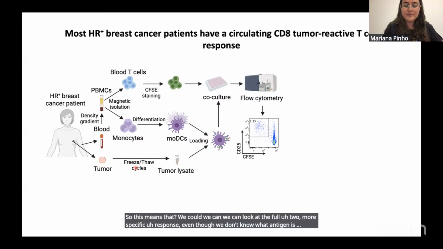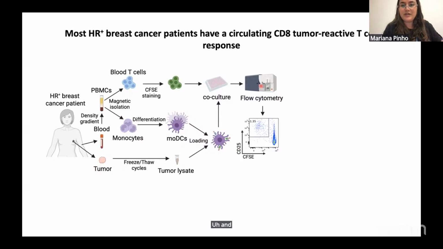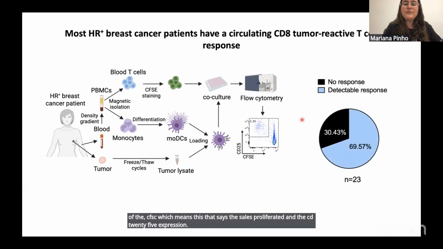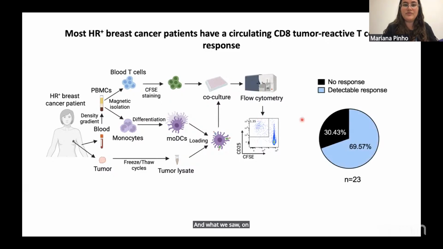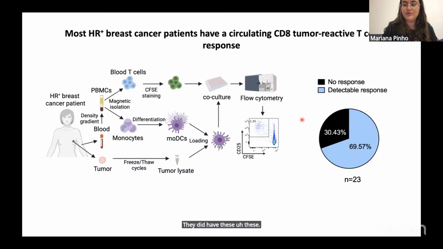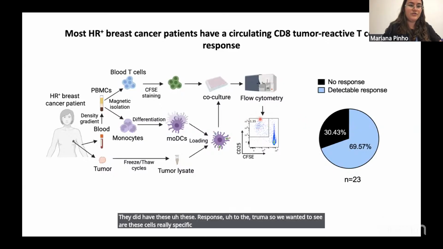expressed on that tumor. And then we do a co-culture and flow cytometry, where we see the dilution of the CFSE, which means that the cells proliferated, and the CD25 expression. What we saw in this cohort of hormone receptor positive patients was that 70% of them did have this response to the tumor. So we wanted to see: are these cells really specific and able to kill tumor cells?